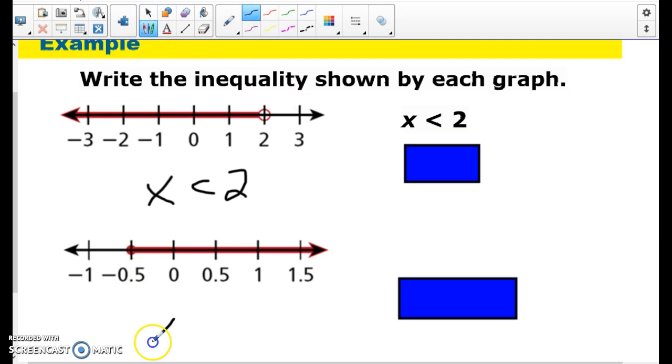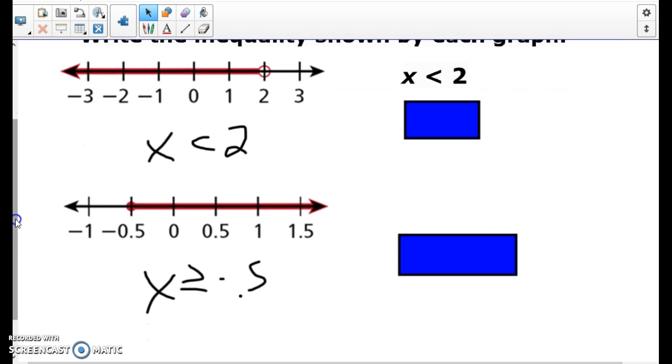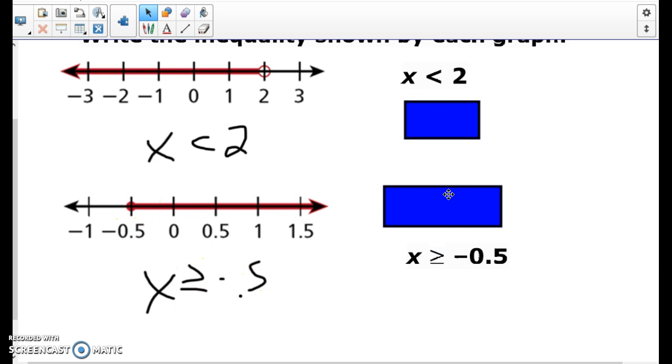Same thing here, I have X, and I have a negative 0.5 now. It looks like I'm shading everything bigger than negative 0.5. I have a filled in circle, so I know it's greater than or equal to. I'm going to the right, so I know it's a greater than sign, and there's my 0.5, and there it is.